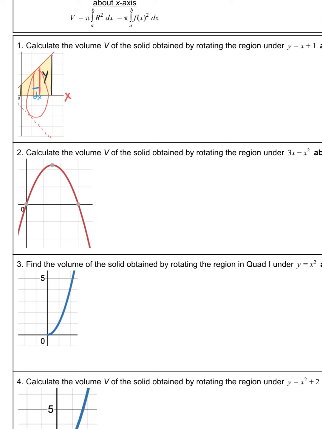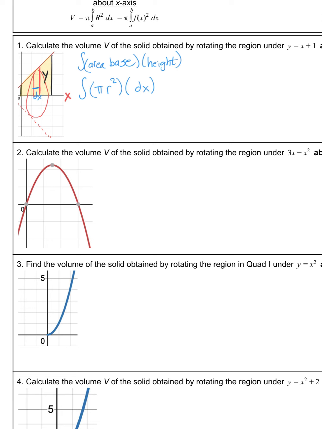Okay, so let's set up our definite integral. We need the area of the base times the height. The shape of the base of a disk is a circle, and the formula for the area of a circle is pi r squared. Our height is the thickness of the disk, which is represented by dx right here.